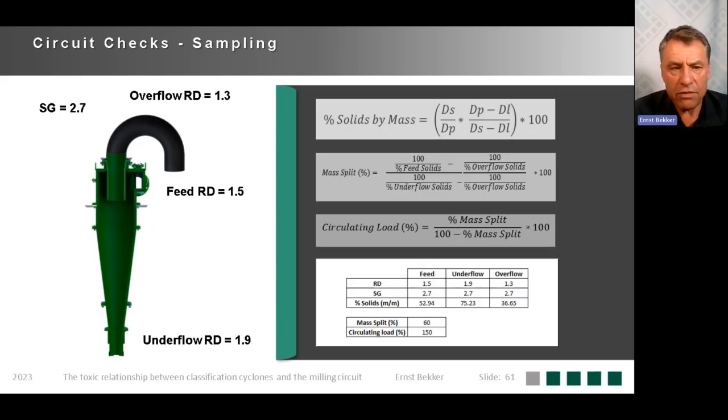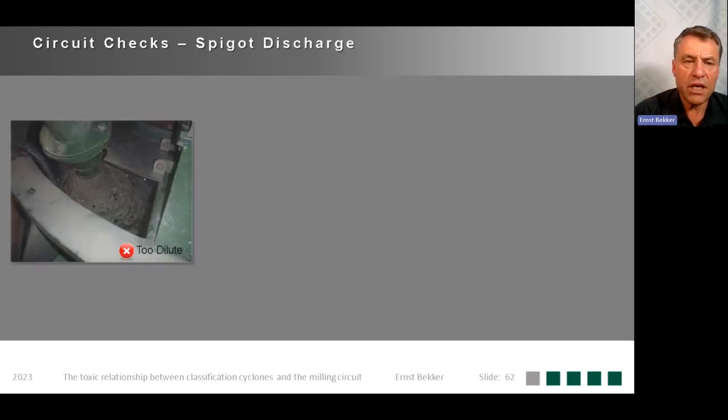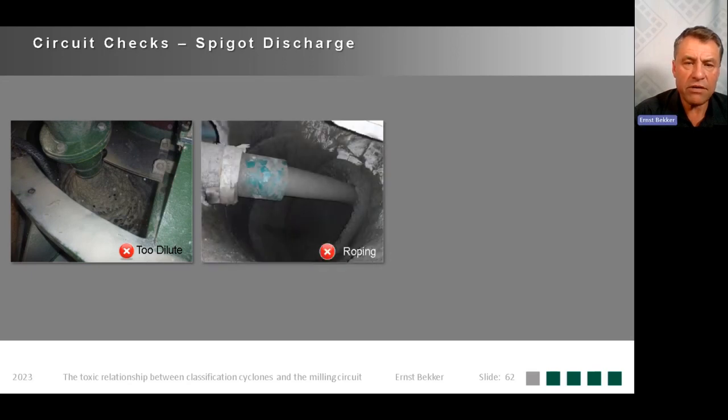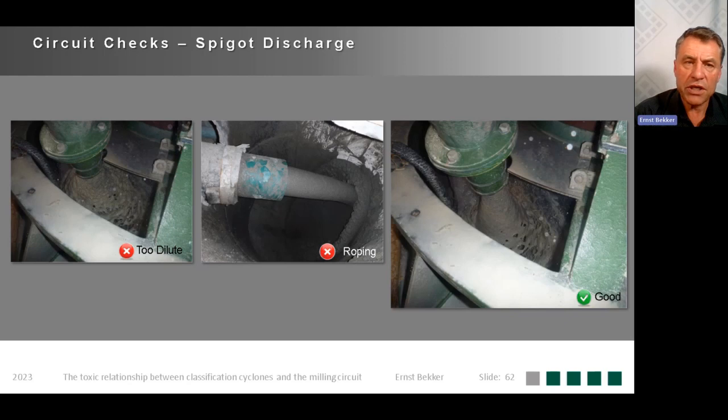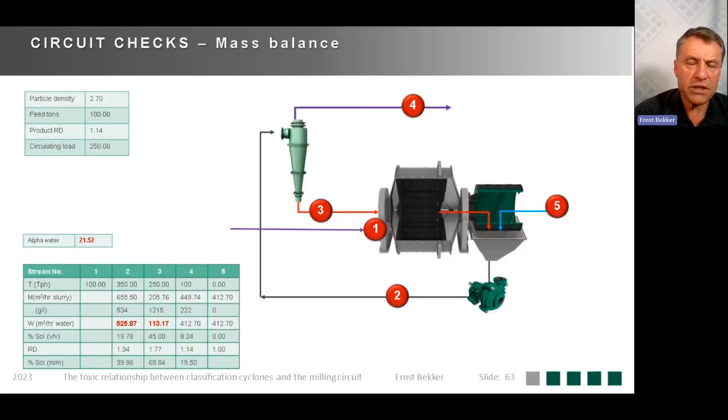When we've got the overflow, underflow, and feed density, so we've got the solids density, the calculations on the grey blocks is what we use, and we can then calculate a mass balance around the cyclone and get to the circulating load. If there's a pressure gauge, we can make a quite accurate assumption of the volumetric flow rate into the cyclone. Having the feed density, we know what tons go into the cyclone. Having the mass split, we know how much tons go to the underflow and how much goes to the overflow. Being able to inspect the spigot visually is very important. This is the too wet underflow. There's roping. That's a good discharge. That also helps to optimize the process.